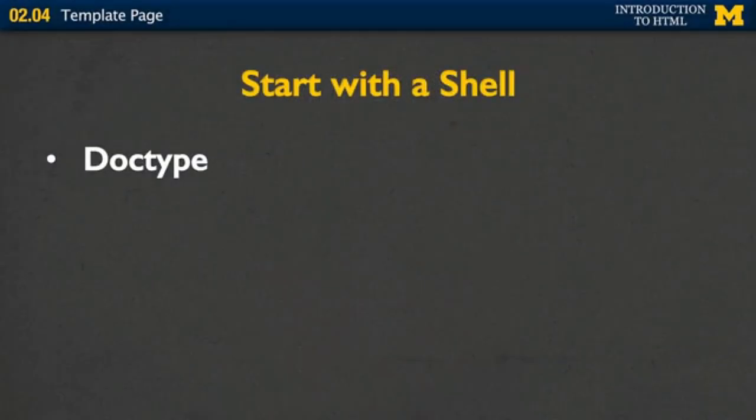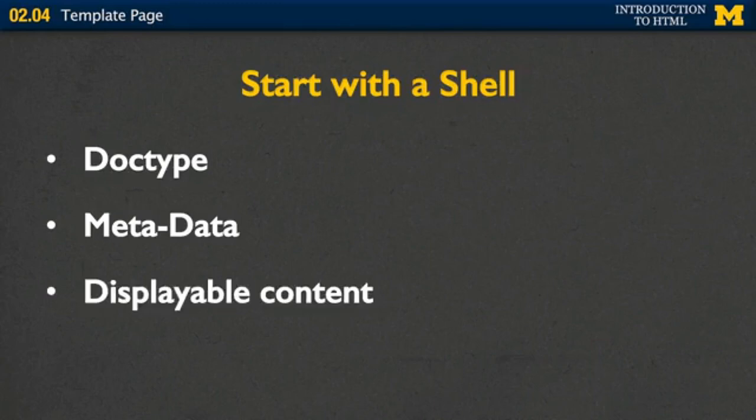So if you've only been listening and you haven't been coding, now's the time to jump in with me and start coding. So let's start with the shell. If you remember, every web page has three main parts. It has your doc type, which says, hey, browser, I'm going to use HTML5. It has your metadata, which says, I'm going to use this type of language, and this is what the title of my page should be. And finally, you're going to show your displayable content.